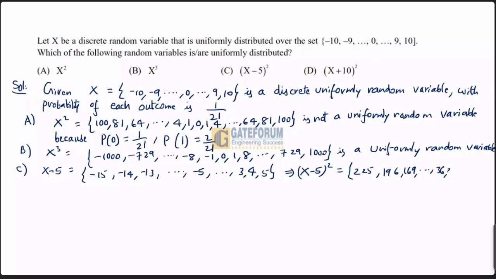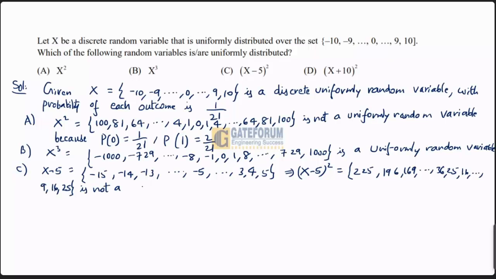Minus 5 whole square is 25. 4 square is 16, and so on. 3 square 9, 4 square 16, 5 square 25. So here 25 is repeated 2 times, 16 repeated 2 times, and 225 is not repeated.